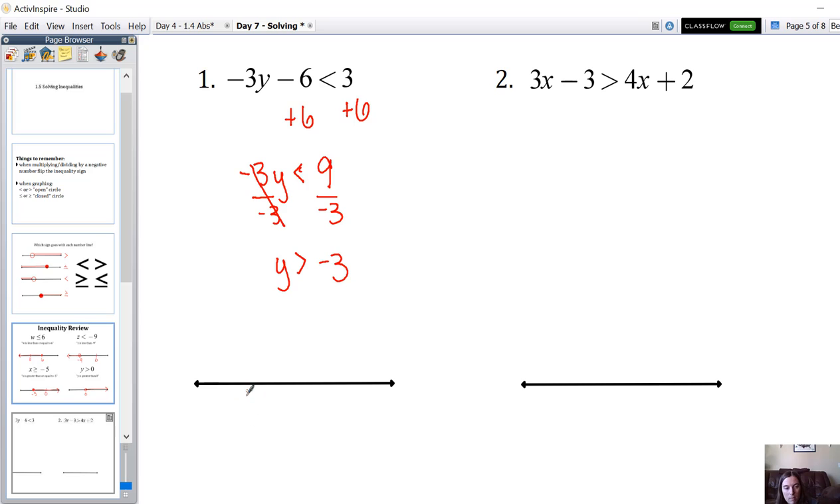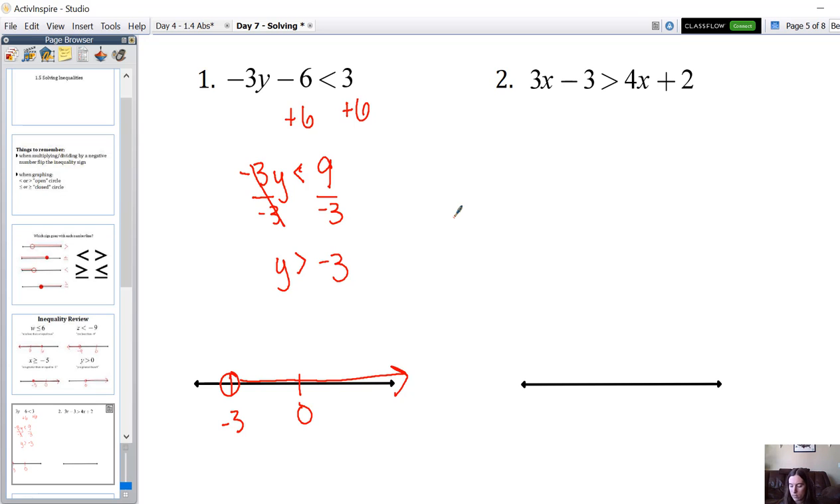So if we were to graph that, here's what it would look like. Maybe here's negative 3, and here's 0. It's strictly greater than, so we're going to have an open circle at negative 3, and we want those values to be increasing. We want everything that is bigger than negative 3. So there's the graph of this inequality. Let's look at the next one.